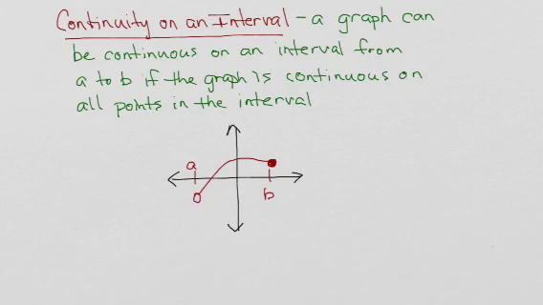Today's lesson will be kind of a short one. I was going to be talking about continuity on an interval. A graph can be continuous on an interval. It means it doesn't have to be continuous the entire way through. So the interval from A to B, if the graph is continuous on all points in that interval.